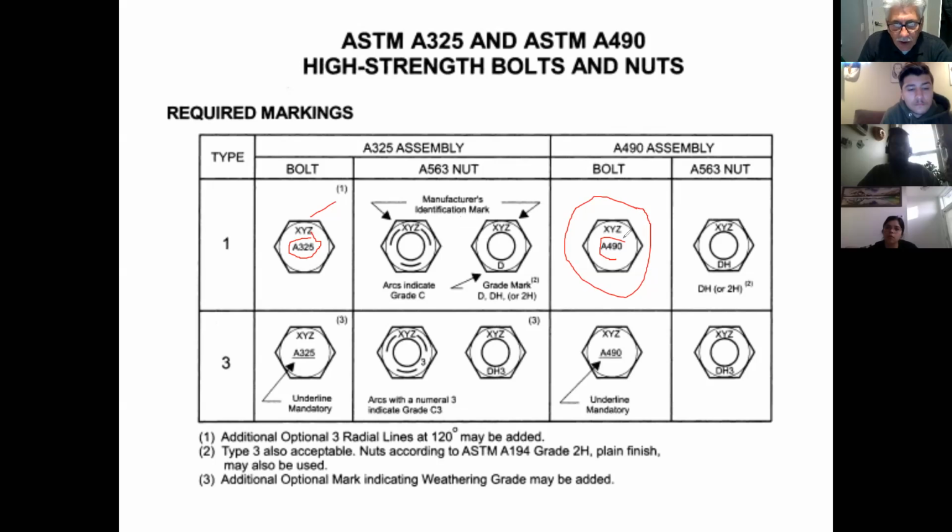Okay, so this is just some general information on the bolts themselves.